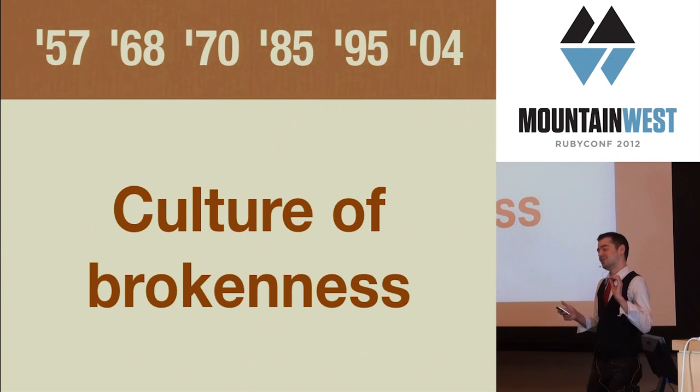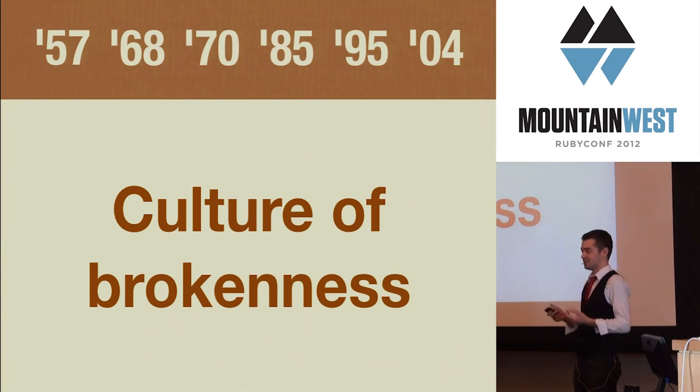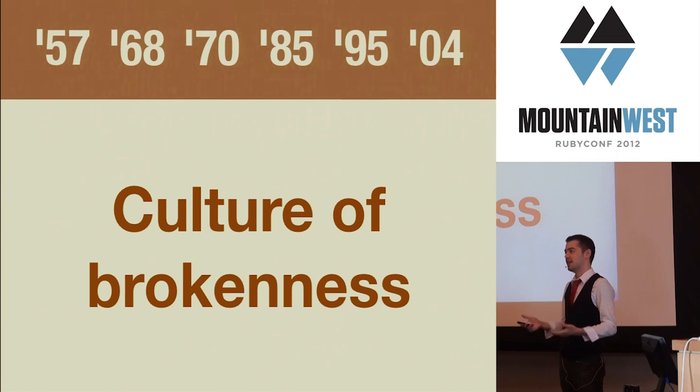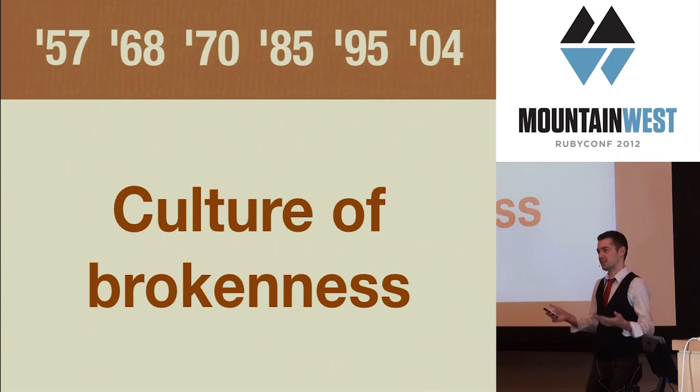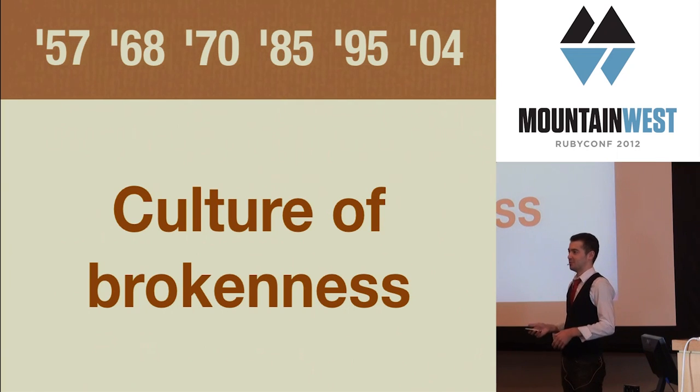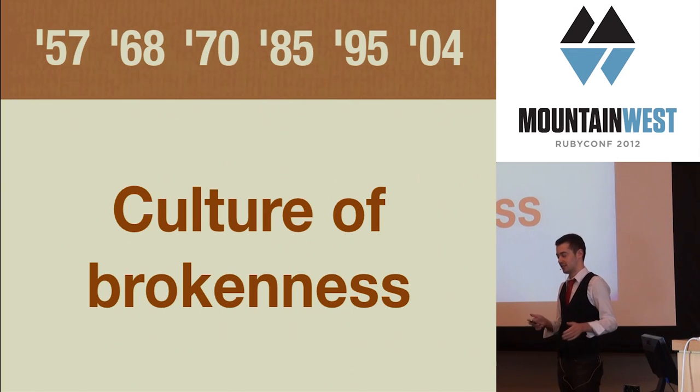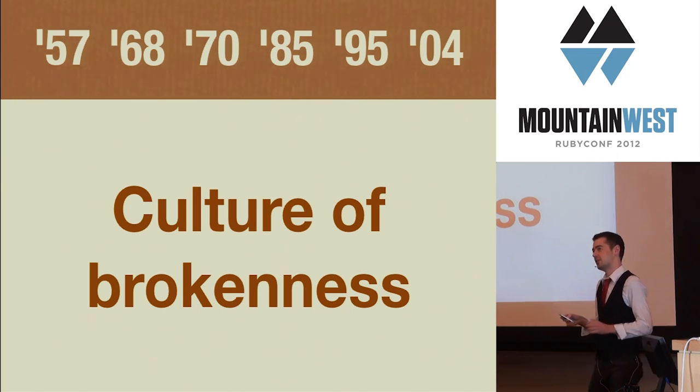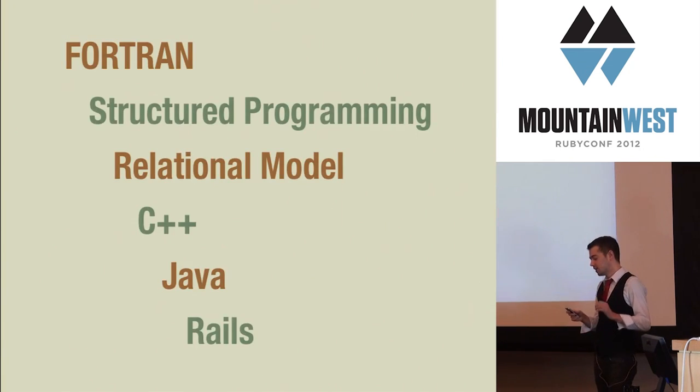But in a capability system, you see things like this. You see this chaotic behavior of the people, because everyone's excited, because they can say new things. Ruby, if you're coming from Java, lets you say new things. You get excited, you build your gem, and then you abandon it 6 months later because the new shiny thing comes along. So this is how I know that Rails and Ruby are capability increases. So those are six examples: Fortran, structured programming, relational model, C++, Java, Rails.